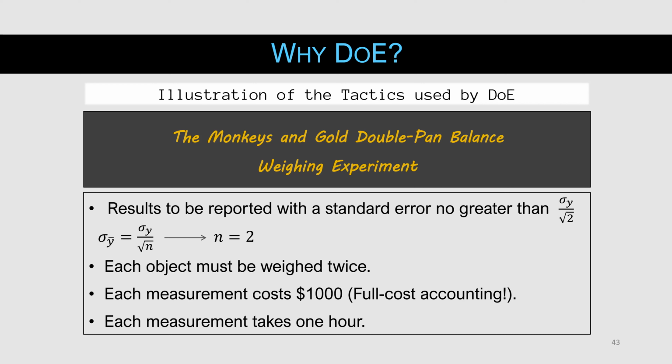The requirements and cost of the experiment. For the requirements, the results should be reported with a standard error no greater than s over the square root of 2. And this tells us that each object must be weighed twice. Each measurement will cost $1,000, and each measurement takes 1 hour. So how would you conduct this test?